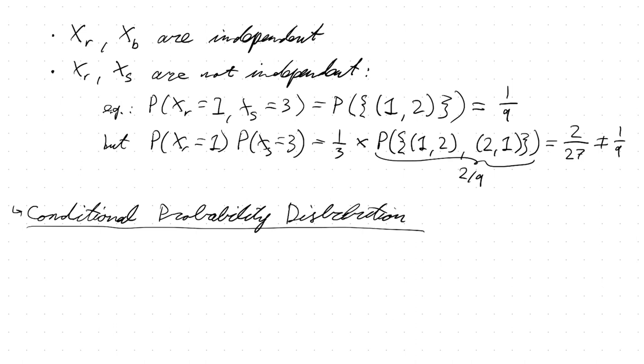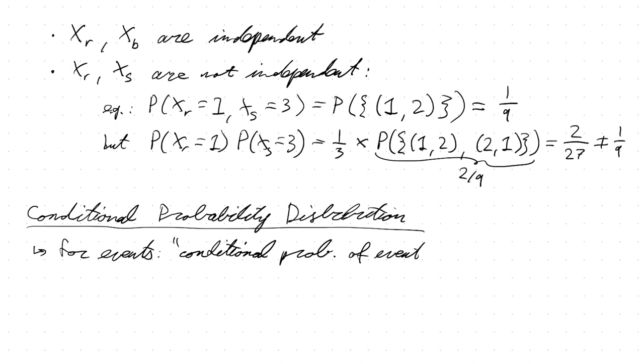So we can define it for events. And I am going to write out how this is pronounced. So we're talking about the conditional probability of event E2 given event E1. That is notated as P of E2 with a bar, which is pronounced as given E1.